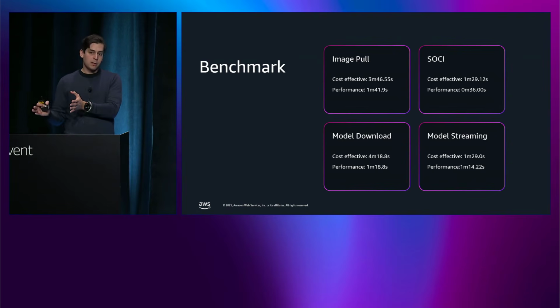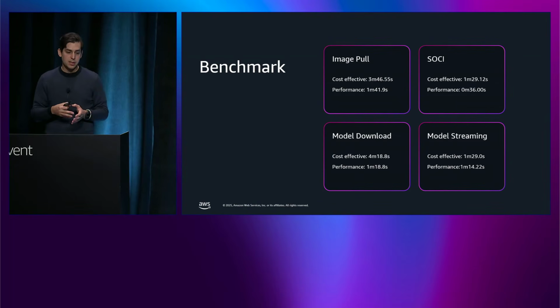Then we looked at the second part of the problem, which is how we get those weights on the node faster. With our cost-effective node, it takes 4 minutes 18 seconds. With our performant one, 1 minute 18 seconds. Now with model streaming, we're able to get the model weights pulled in 1 minute and 29 seconds.